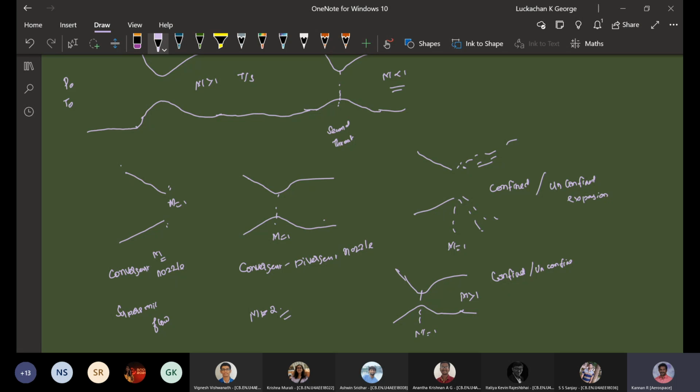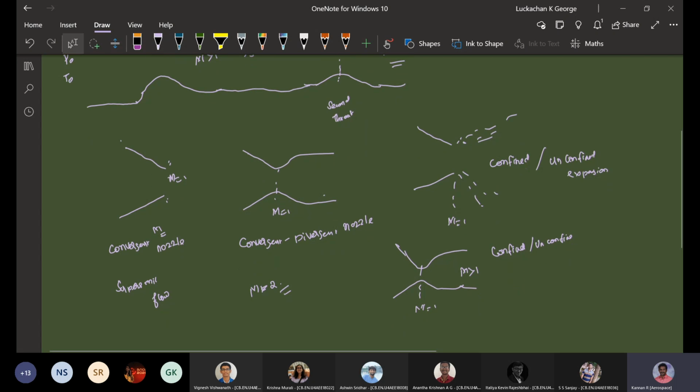Whatever pressure storage you have kept, that should be effectively used. That's why we are going for a convergent-divergent nozzle.